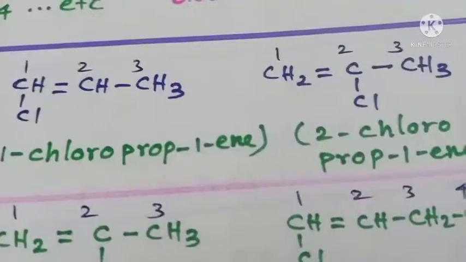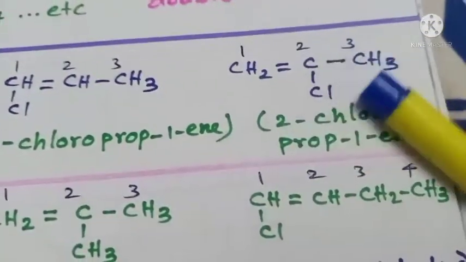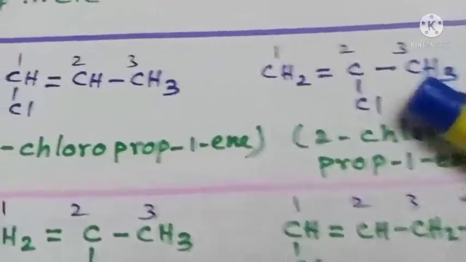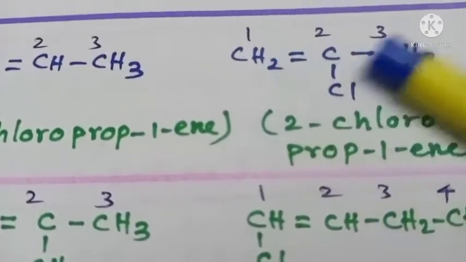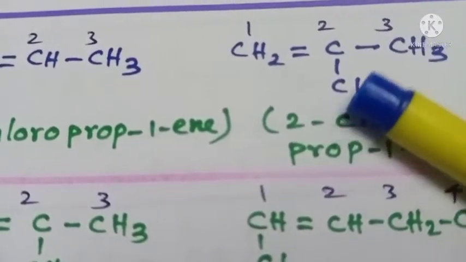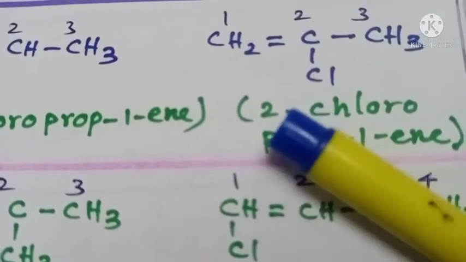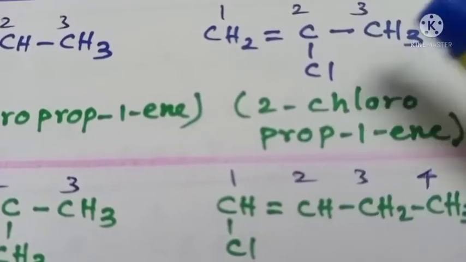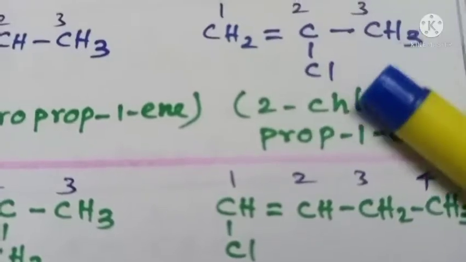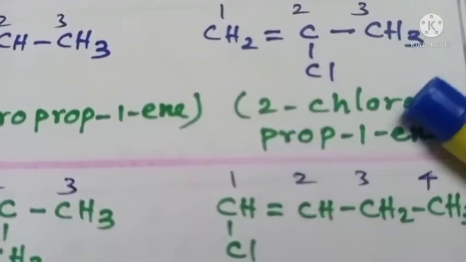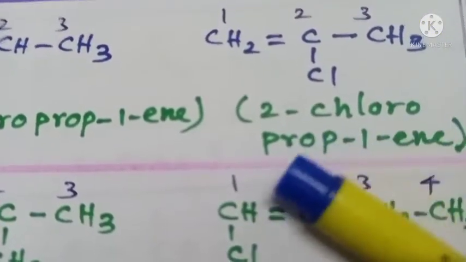There is another one here. CH2=CCl-CH3. This is also nothing but a propene. But here the chlorine atom is attached at the second carbon, isn't it? So it is called 2-chloroprop-1-ene. The double bond is at the first carbon, and chlorine is attached at the second carbon. So 2-chloroprop-1-ene or 2-chloro-1-propene.